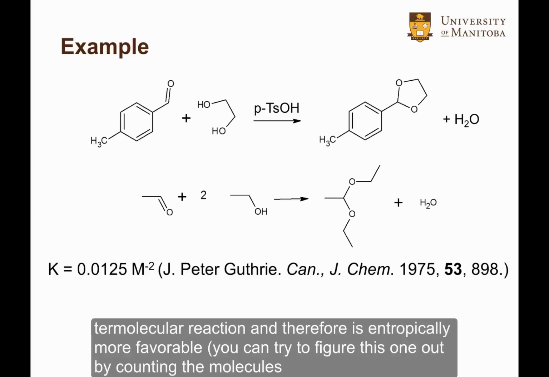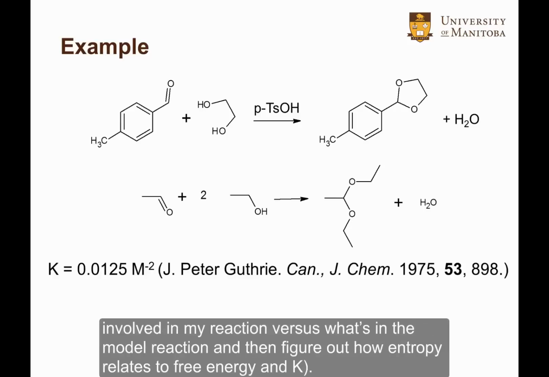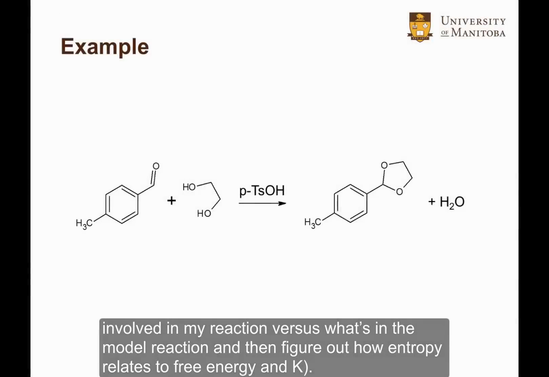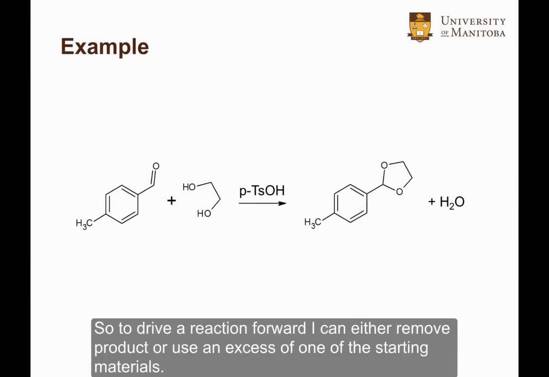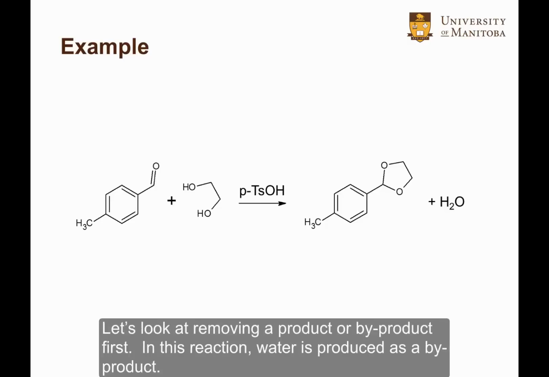You can try to figure this one out by counting the molecules involved in my reaction versus what's in the model reaction, and then figure out how entropy relates to free energy and K. So to drive a reaction forward, I can either remove product or use an excess of one of the starting materials. Let's look at removing a product or byproduct first.